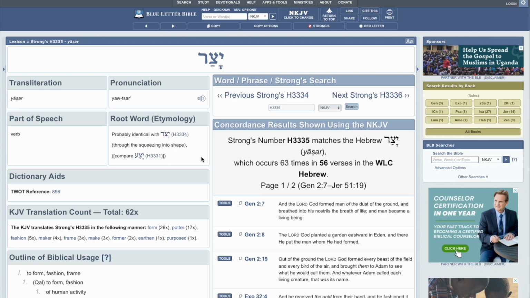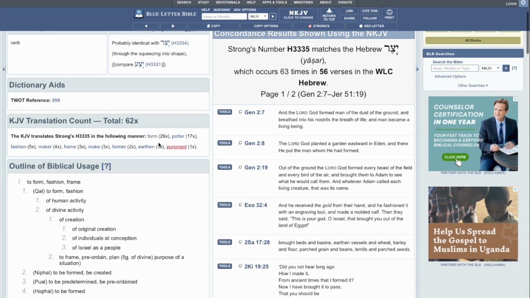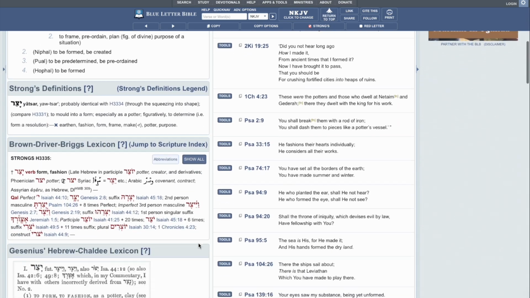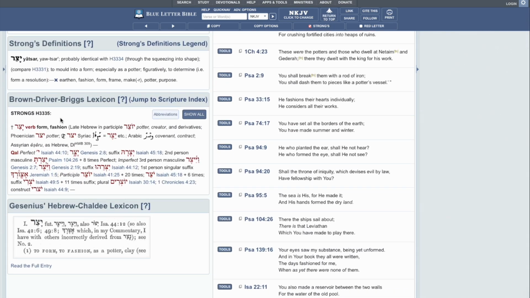You could do the same thing we did in the Hebrew. It's translated these different ways in English. So one word translated all these different ways. It tells you how many times. This is the publisher telling you their understanding of the outline. Just a word of caution, make sure you're not taking that as Bible because it's different. Connected to the Brown Driver Briggs lexicon if you're using the Blue Letter Bible, and also the Chaldean lexicon here, so you can read the full entry.